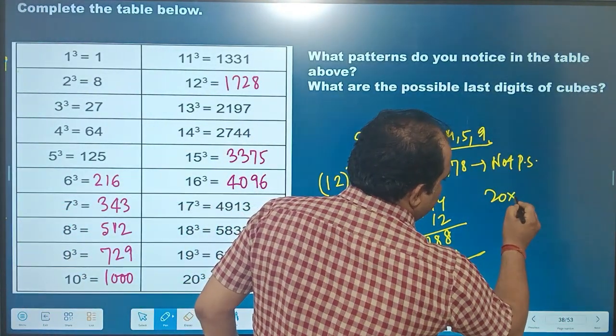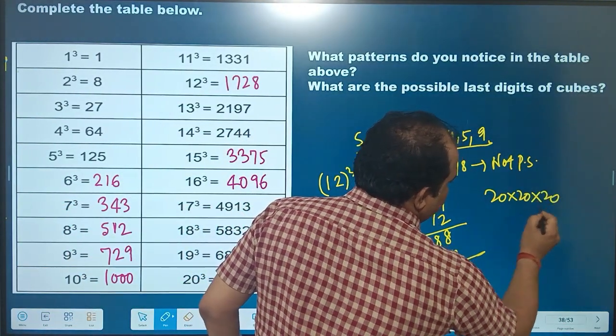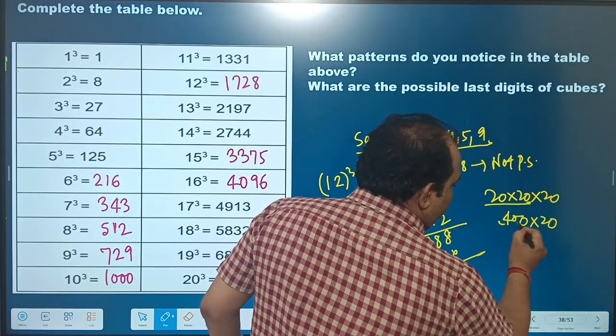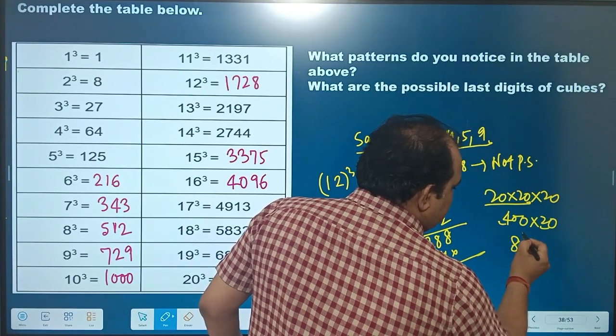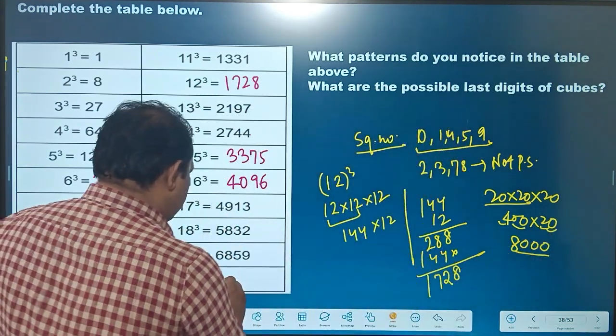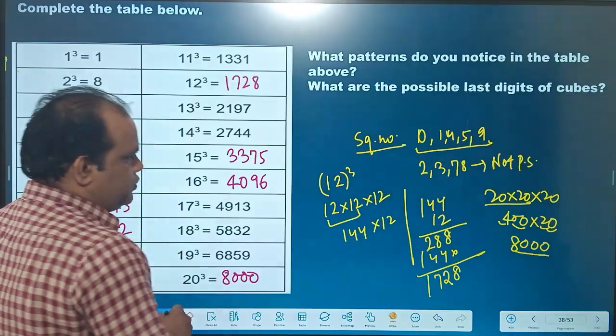If you multiply 20, what would happen? 20 multiplied by 20 multiplied by 20. So 20 times 20 is 400. Again you have to multiply with 20. So 4 twos are 8, and add the number of zeros. Here it is 2, here it is 1. So this would be 8,000.